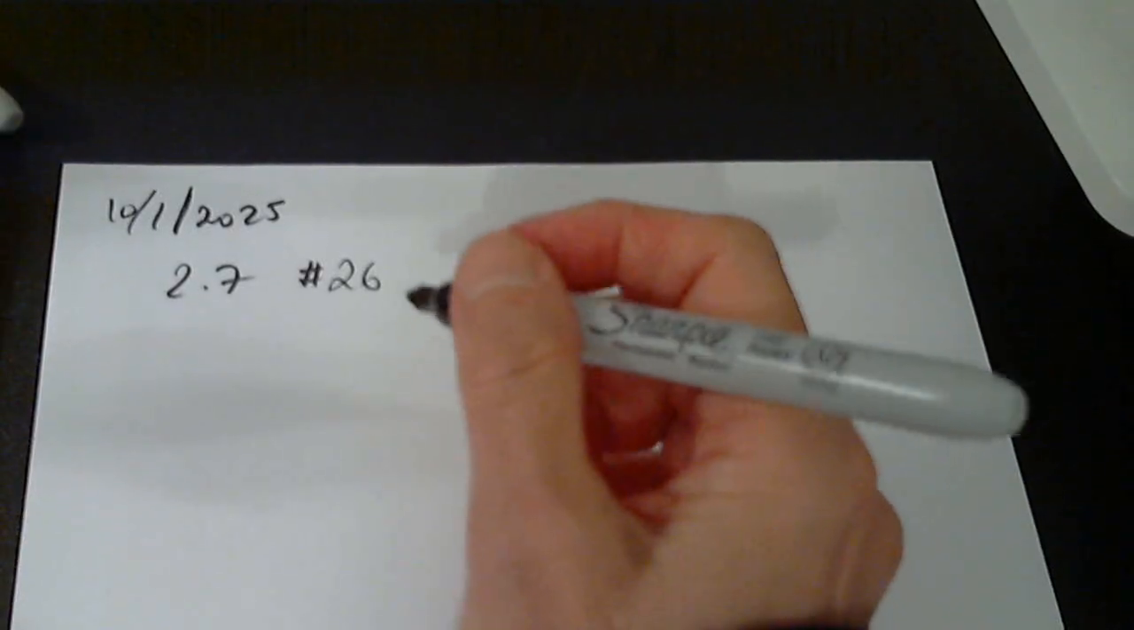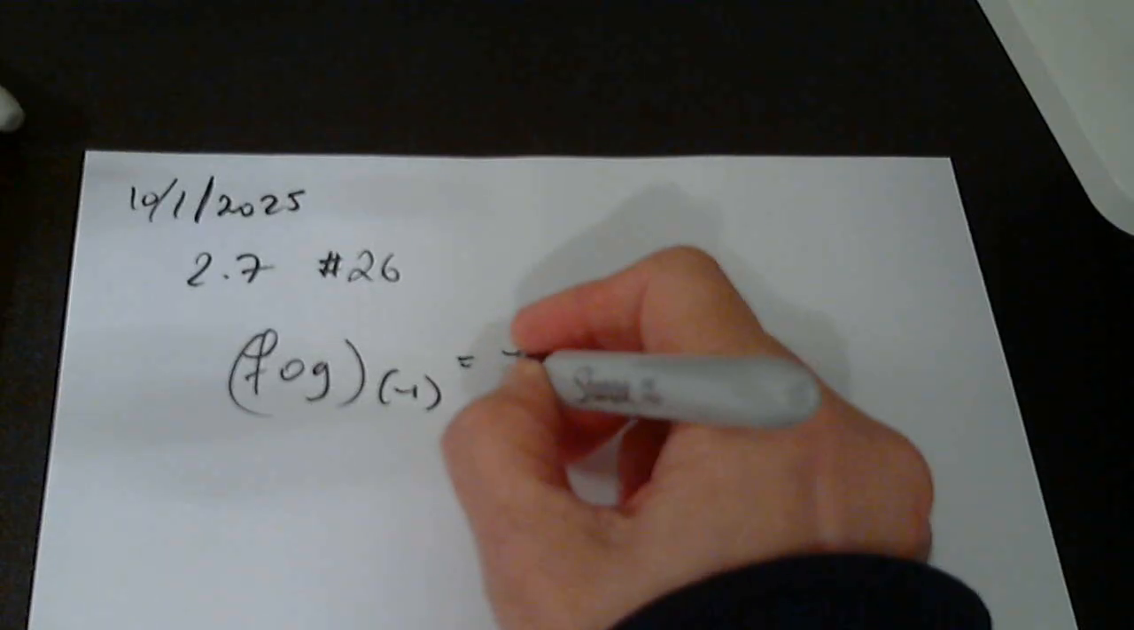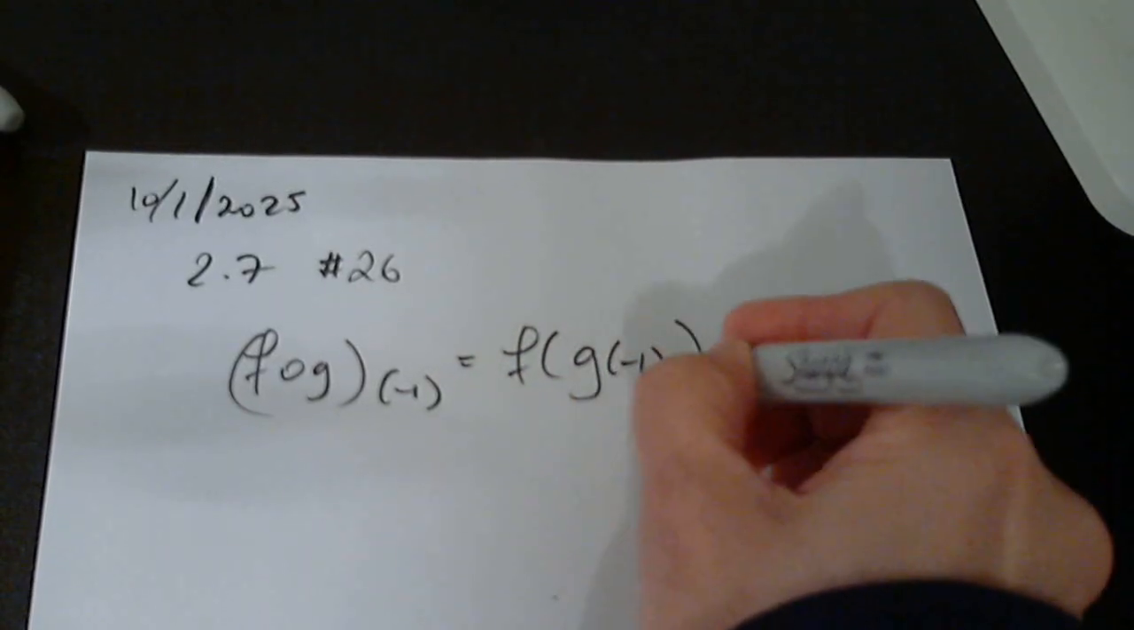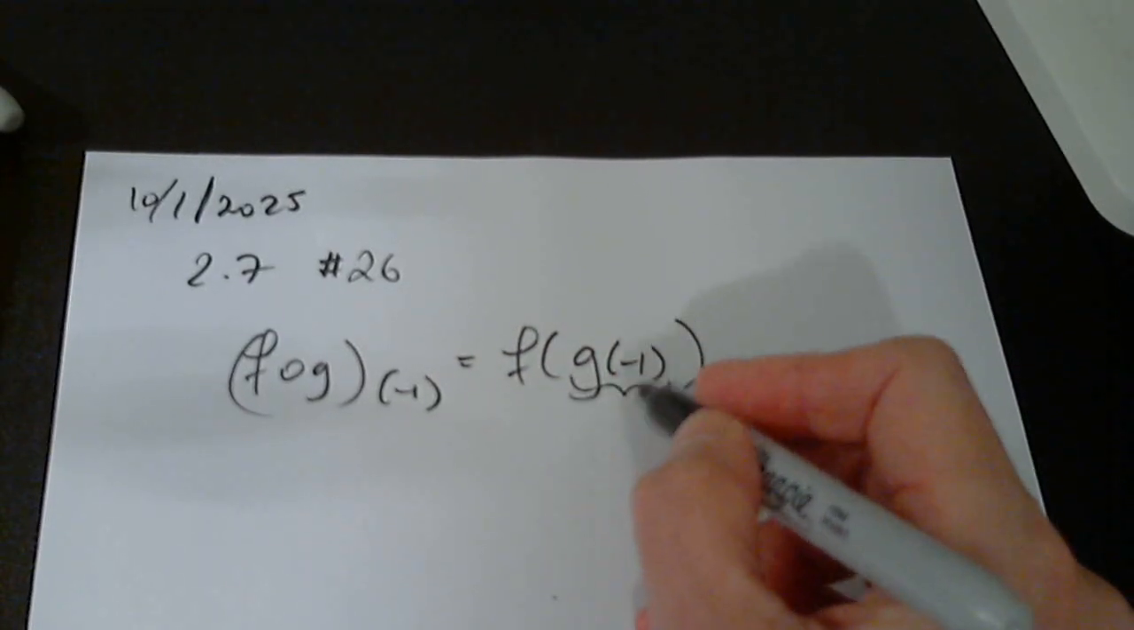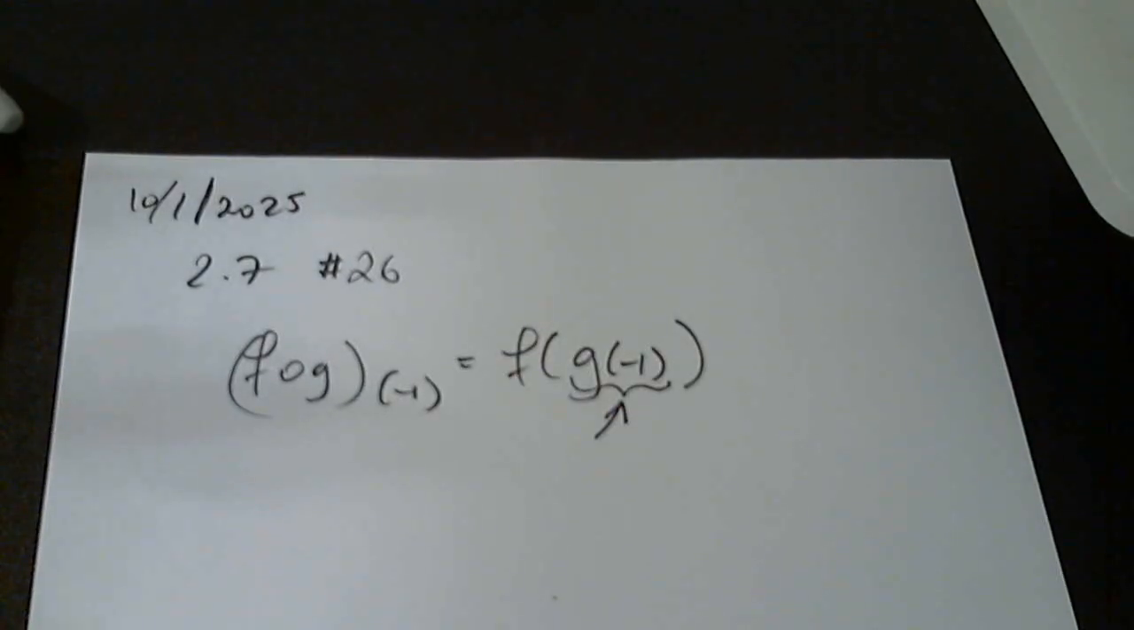Very good. So we worked on a similar problem last time. We have to find f come g of -1. By definition, this is f of g of -1. This is the very first step. We have to find g of -1. Can you find g of -1?